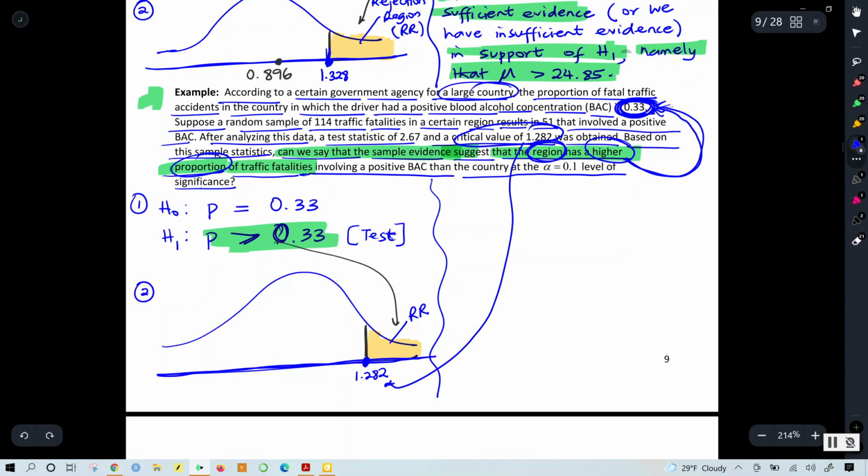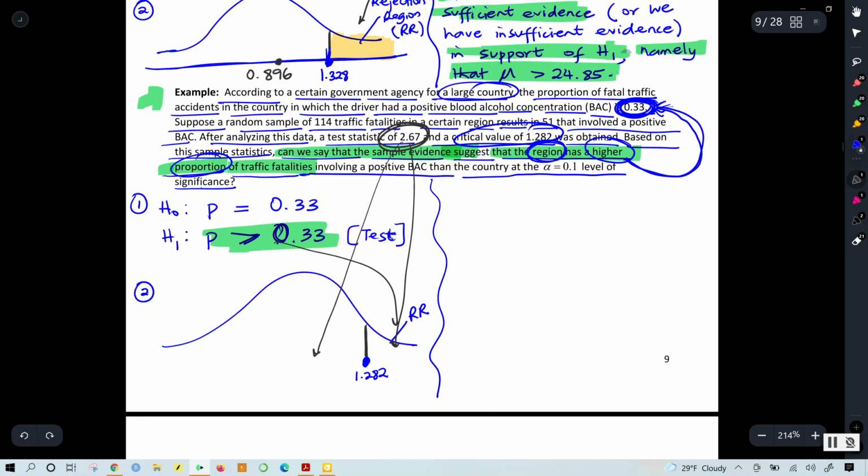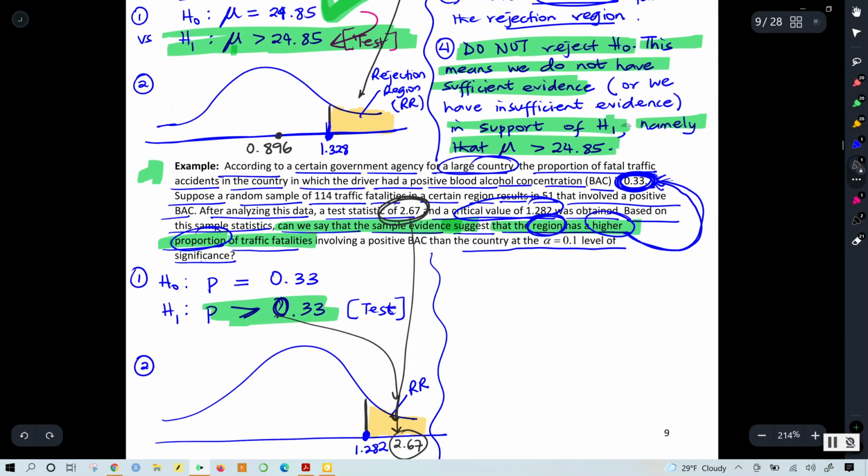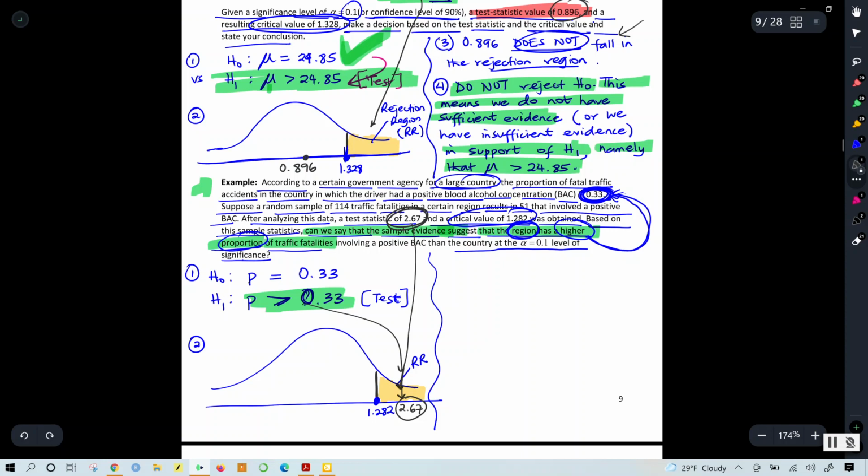And if that is the case, the next thing I need to check is, where does the test statistic fall? Does it fall on the left or does it fall on the right? 2.67 is definitely a number bigger than 1.282. So it definitely falls on the right, which lies again in the rejection region. Remember the previous example did not fall in the rejection region, so we did not reject the null hypothesis.